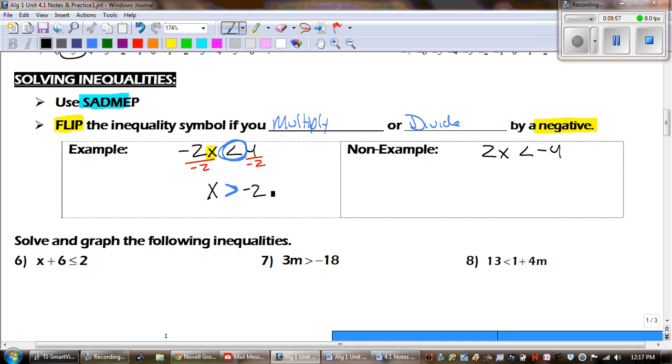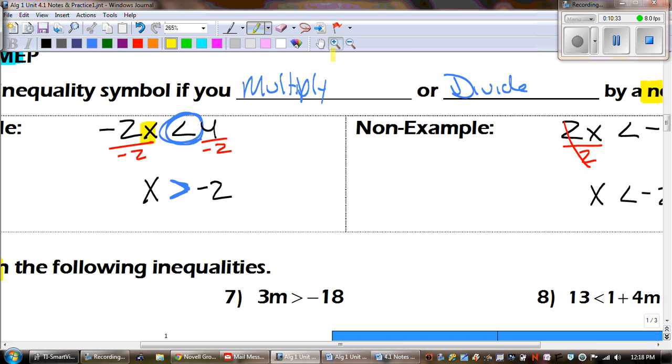Okay, our non-example. To get the x by itself, I would do the same thing. I'm dividing, but I'm dividing by a positive. I'm not dividing by a negative, so nothing changes. And then we can just write our answer of x is less than -2. Okay? You have to be careful with your signs. Okay. Now, let's go through some of these. It says in the directions that we need to solve and graph the following inequalities.